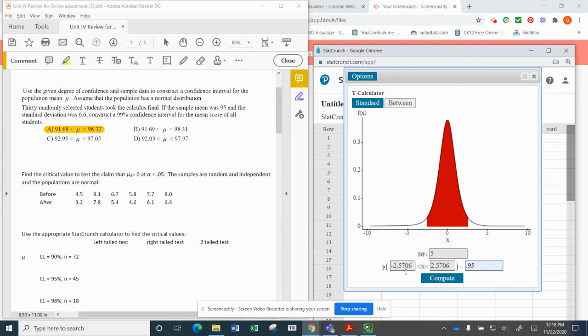So when I click, I get the lower and the upper limits, plus or minus 2.571. And I could write that in here. I don't know that you really need me to.